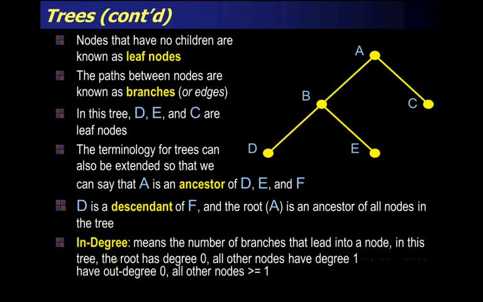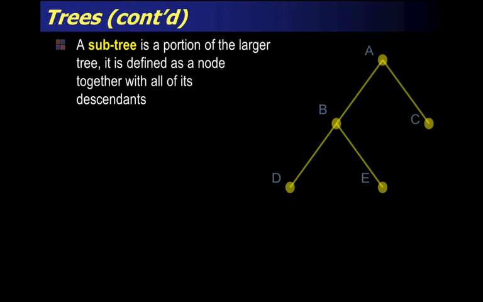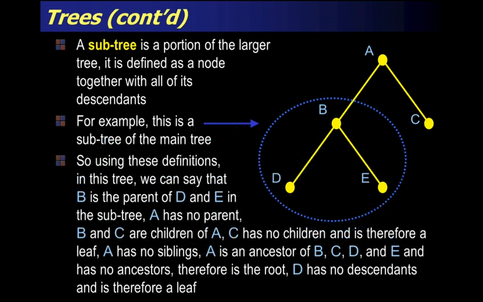So nodes that have no children are known as leaf nodes, as we can see here. So D, E, and C are all leaf nodes, okay? A is the ancestor of D, E, C, and B, okay? In degree and out degree, as I've already explained to you, are the number of branches going in or the number of branches going out. As well, subtrees are portions of larger trees, and subtrees contain the same properties as the tree itself, okay?